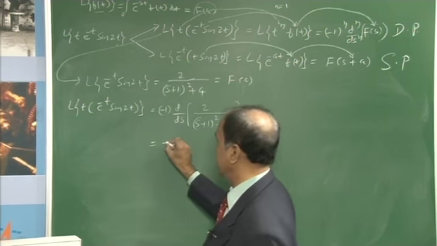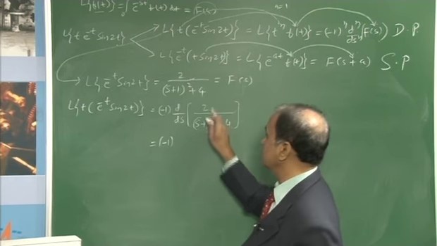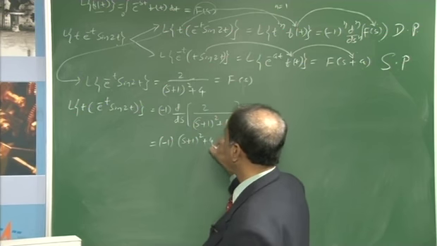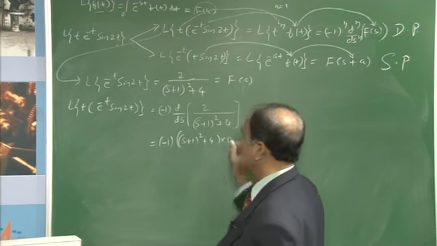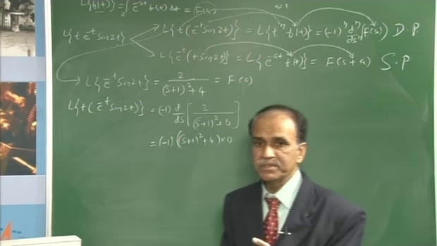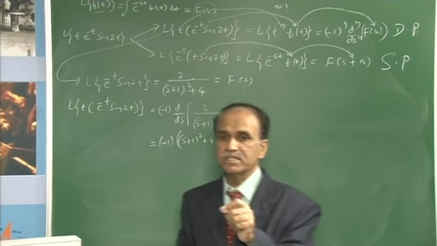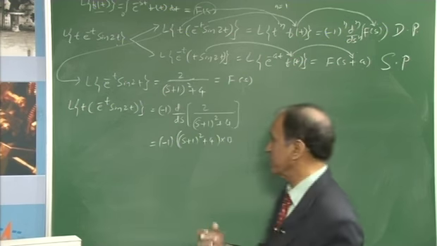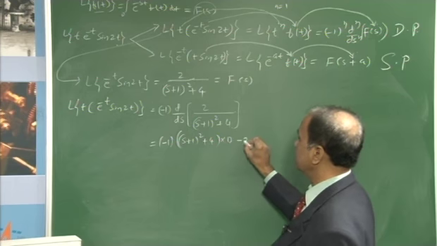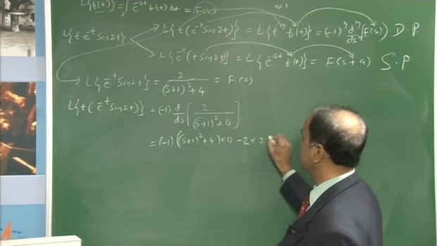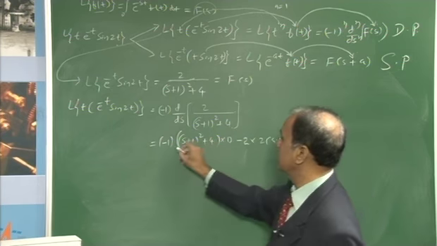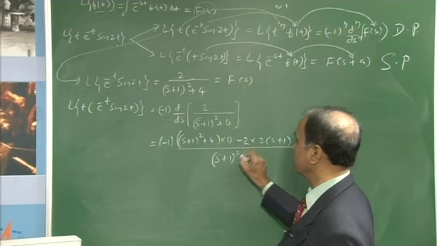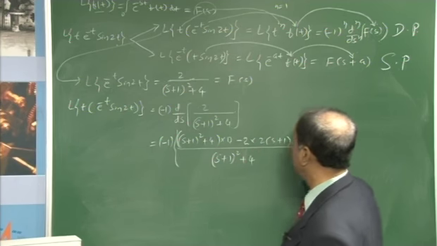What is that? Minus 1, and then the u by v formula: s plus 1 whole square plus 4 multiplied by 0. That means in the u by v formula you apply the concept: denominator into derivative of numerator minus numerator into derivative of denominator, divided by denominator whole square. Accordingly I am going to write minus of 2 into 2 times s plus 1, divided by, and this term becomes 0, s plus 1 whole square plus 4.